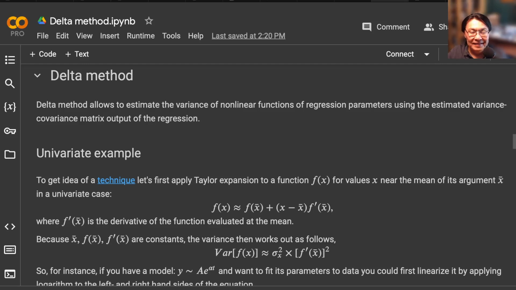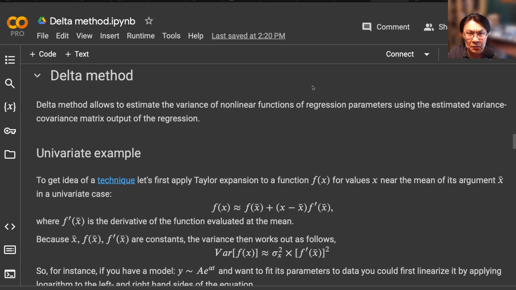We're back, and everything is ready for us to start exploring the delta method. So again, the delta method allows us to estimate the variance of nonlinear functions of regression parameters. The reason I'm saying regression parameters is because once we run the regression, whether it's ordinary least squares or maximum likelihood, usually we are able to obtain not only the parameters themselves, but also the variance covariance matrix of those parameters.